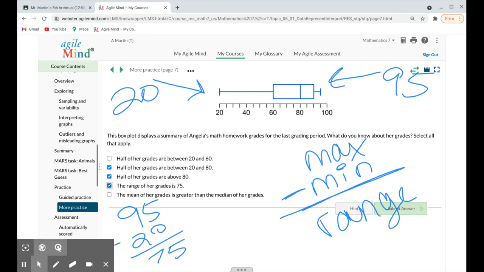So is it right or wrong? Right. Good. The mean of her grades is greater than the median of her grades. Can we calculate the mean with a box plot? No, we cannot. So that is incorrect. That is incorrect. Good.